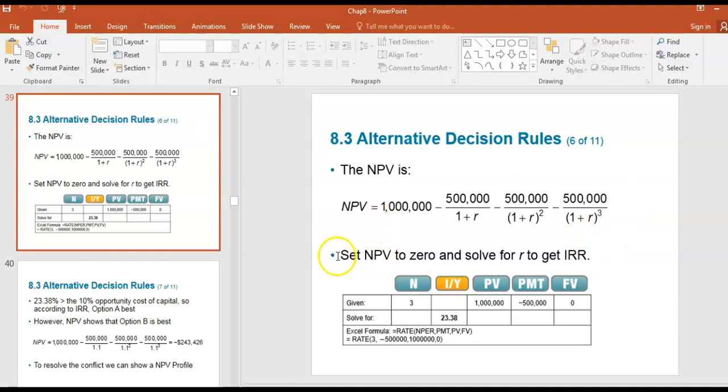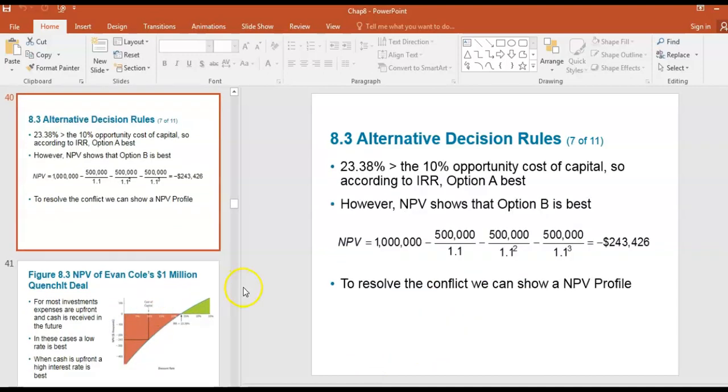We can set net present value equal to 0 in order to get our internal rate of return. So you can see this is just a rate problem where we have our number of periods, our present value, our payment, all right, and then no final terminal value here. Solve for the rate, you get this 23.3%. Okay, pretty straightforward, right? 23% greater than 10%, definitely should do this.